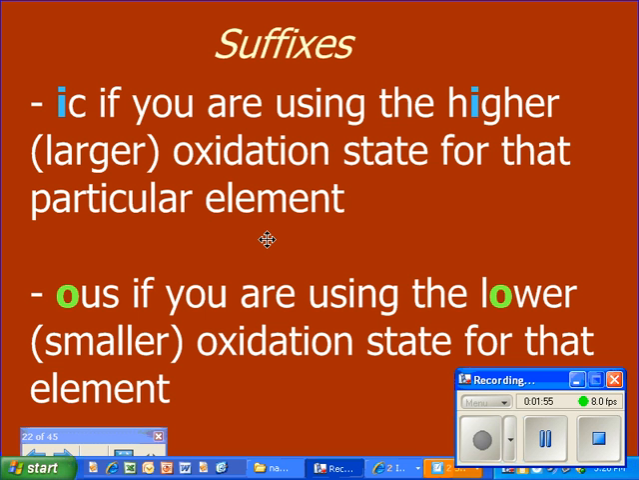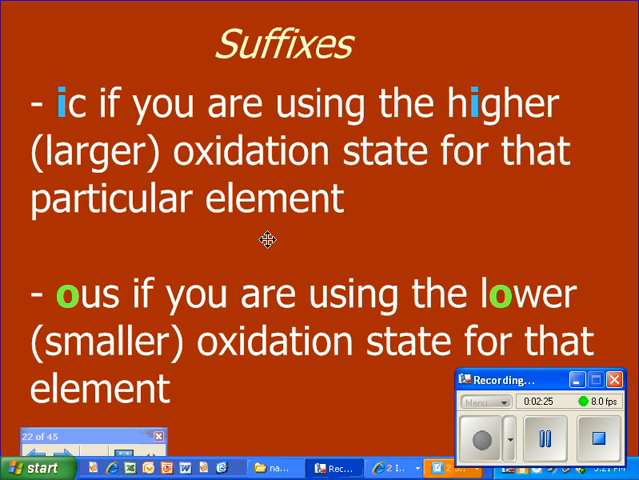When we go to come up with charges or suffixes that are going to indicate the charge for the metals, there's two suffixes to know, ic and us. Ic is only used when you're dealing with the metal and you're using its higher oxidation state. When I say higher, I mean larger, not located higher up in the sequence on that reference table box on the periodic table. So it's not the one that's at the top, it's just the larger value.